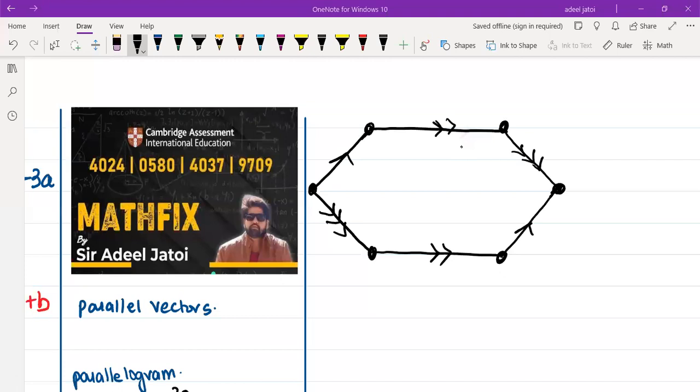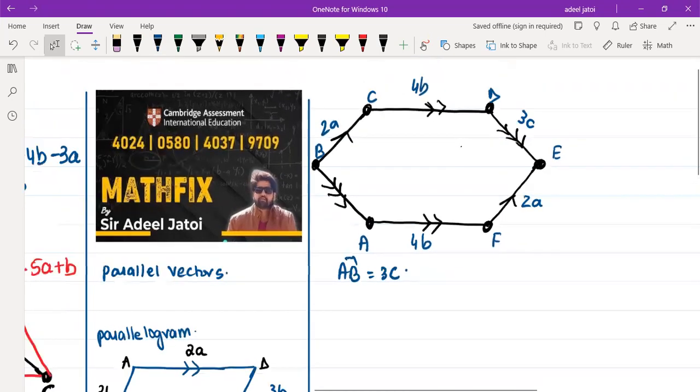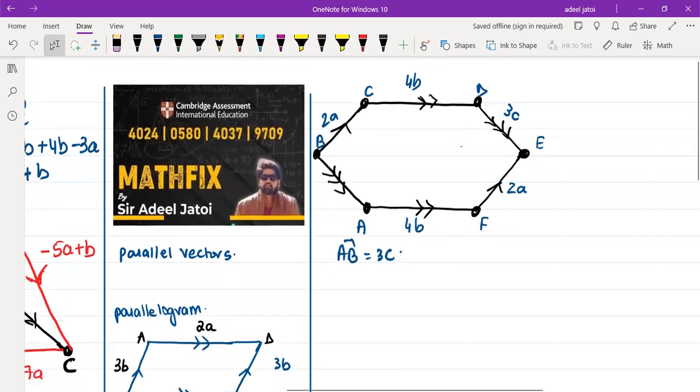So knowing the fact that if this is 4B, 2A, 3C, this is going to be 3C, 4B, and 2A as well. Let's just work out. Let's say this is not given as 3C. Let's say this is A, B, C, D, E, F. Now I know that AB is going to be 3C, but let's just prove it.